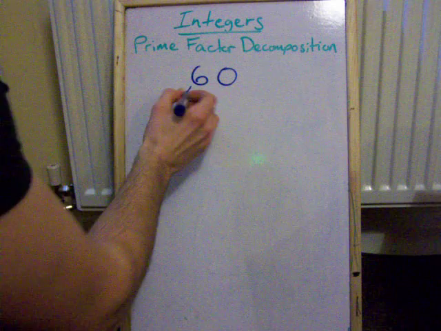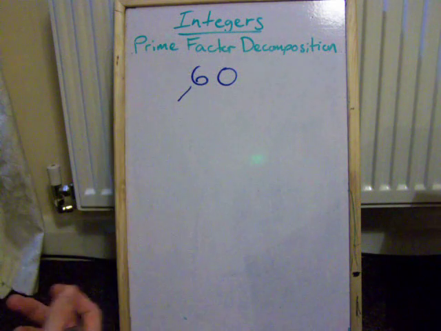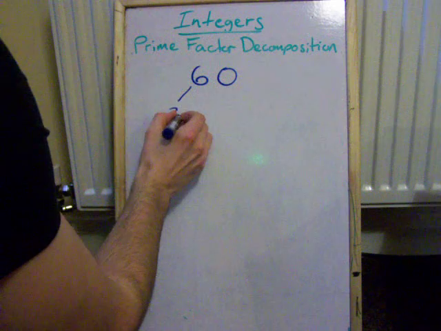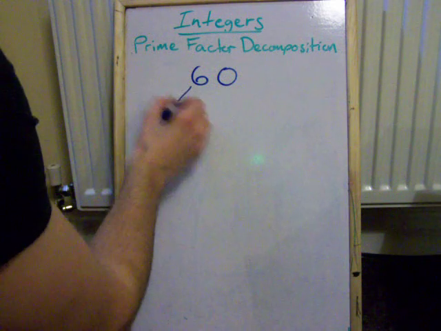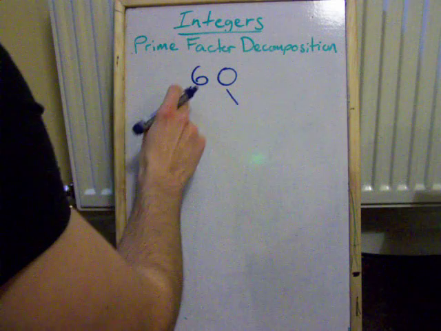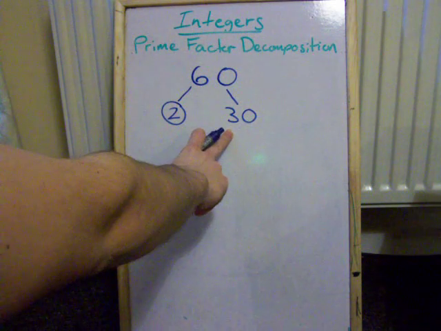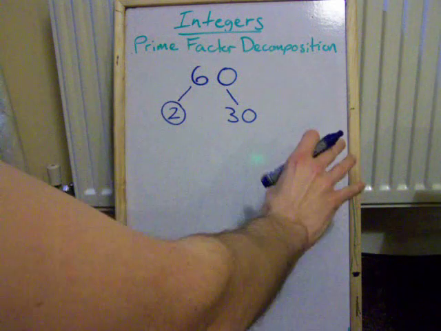So the first prime is 2. I can divide 60 by 2, and because I've divided it by a prime number, I just circle it to remember that I've divided by a prime. 60 divided by 2 leaves 30. 30 isn't prime, so I can't stop at that point. I haven't only got prime numbers.